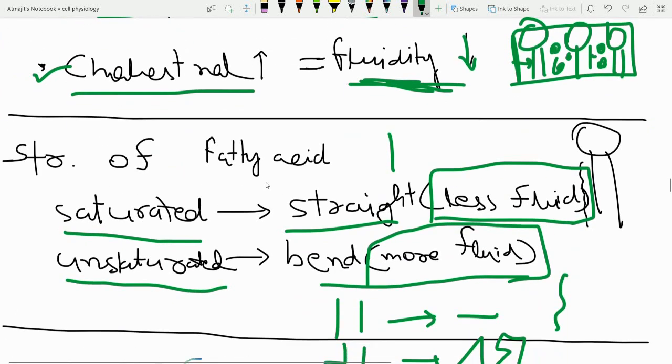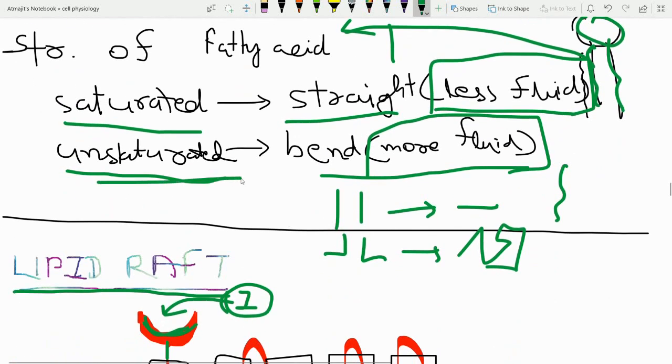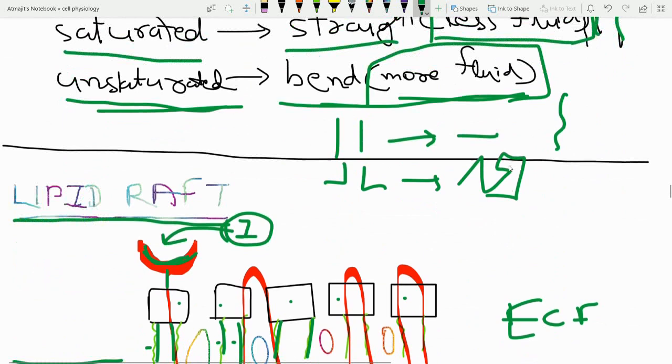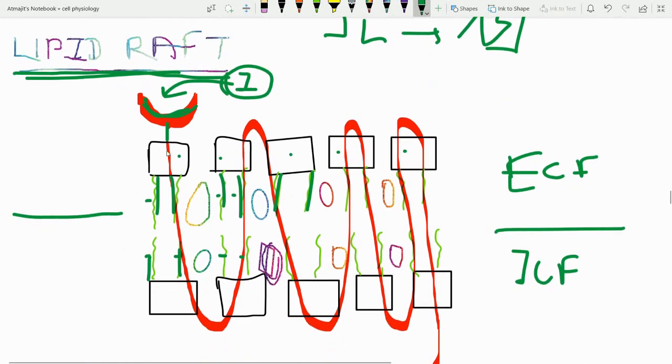Then the structure of fatty acid. Saturated is straight or less fluid. This is the head, this is the tail, this tail is fatty acid. If this is saturated, this is straight and less fluid. If it is unsaturated, this is bent and more fluid. Then lipid raft. Mainly this consists of receptors and straight saturated structures and more cholesterol.